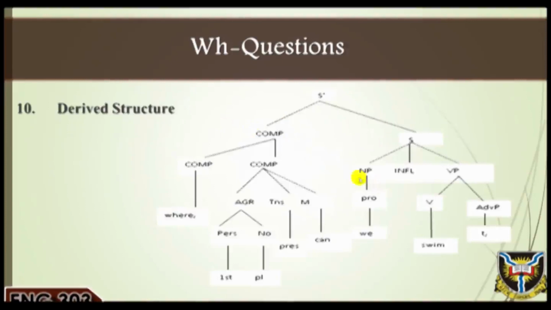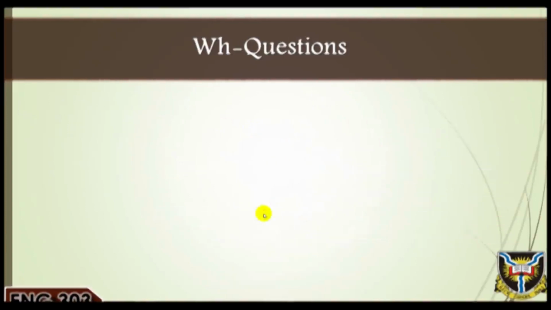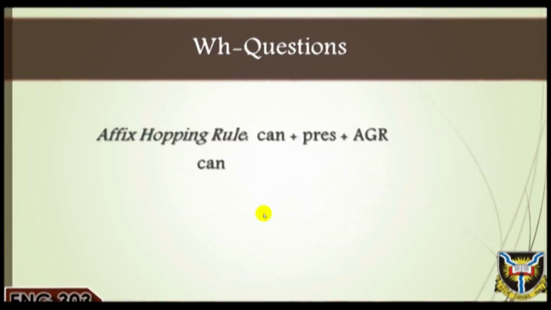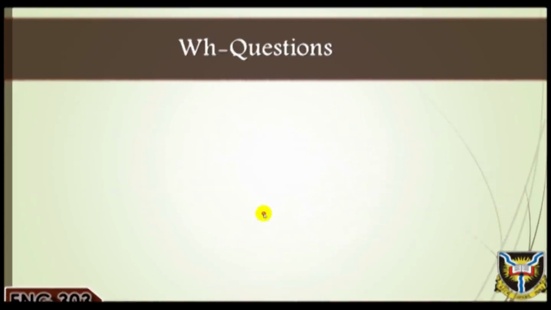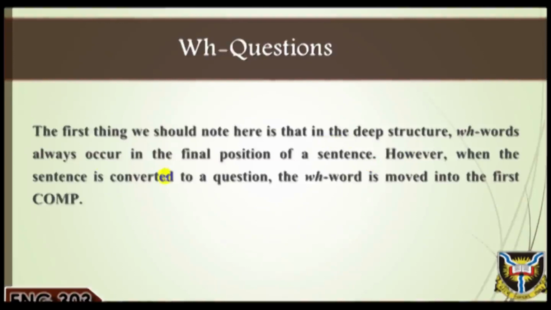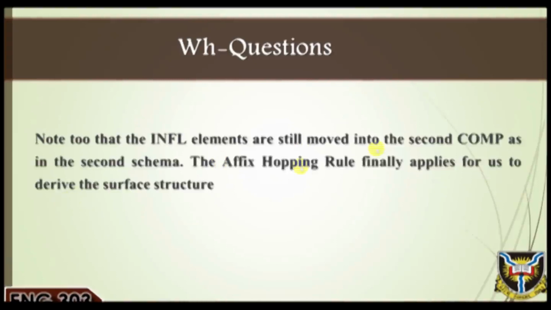The first thing we should note here is that in the deep structure, WH words always occur in the final position of a sentence. However, when the sentence is converted to a question, the WH word is moved into the first COMP. Note too that the INFL elements are still moved into the second COMP as in the second schema. The affix hop rule finally applies for us to derive the surface structure.